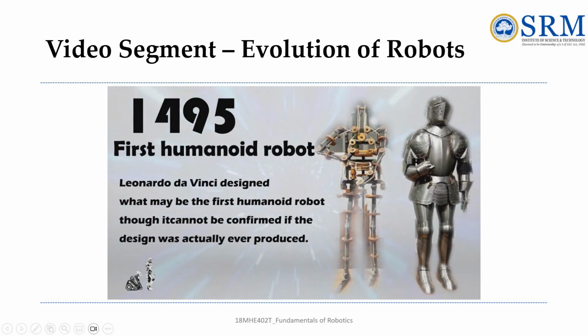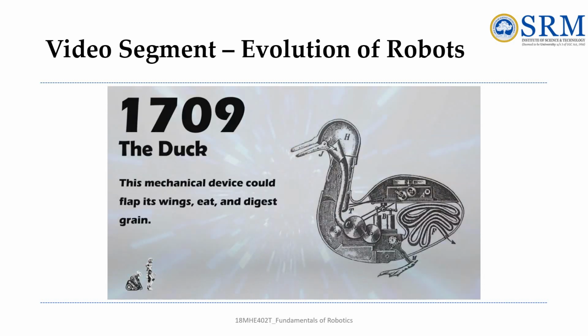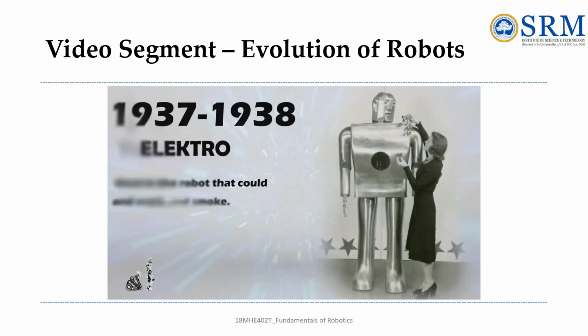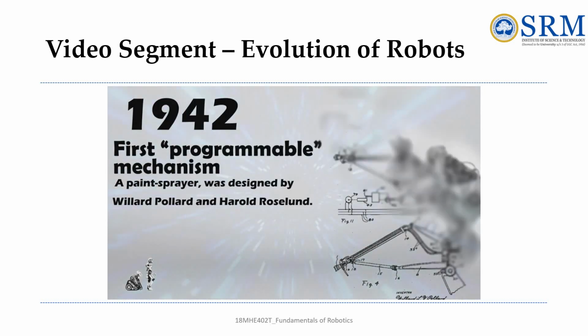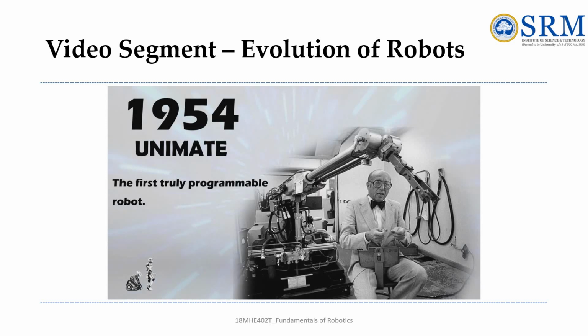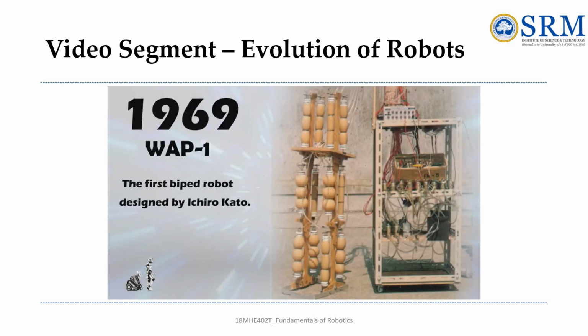So the first humanoid robot in 1495, and in 1645 is the Pascaline. In 1709 is the digesting duck which I have shown. 1865 is the steam man. This is Electro and Sparko, 1938. 1942 is the first programmable mechanism. Here Elmer and Elsie. Next, 1954 is Unimate. So you could see the evolution of robots in this.